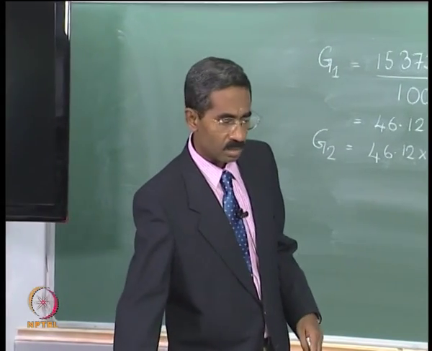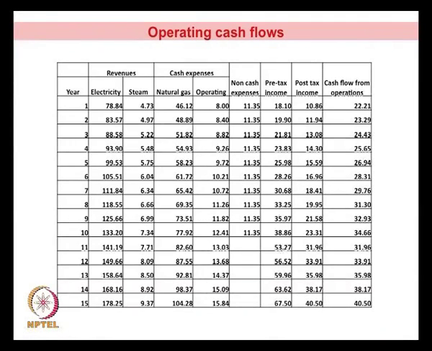So I have actually done this in an Excel spreadsheet, which I will show to you just now. So when you actually calculate the year wise operating cash flows, you will get a table something like this. For each of the years we calculate the revenues from electricity and the revenues from steam, and we calculate the expenses for natural gas as well as other operating expenses for each of the years. Then we have the non-cash expenses.